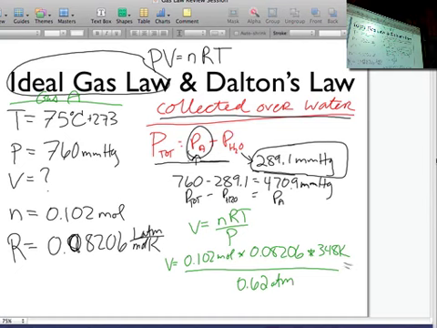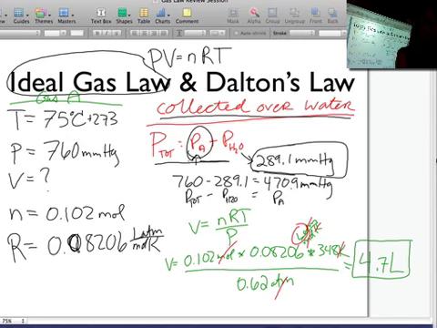Alright, let me do the math here. 0.102 times 0.08206 times 348 divided by 0.62. I get a volume of 4.7 liters. Now why is it liters and not milliliters? Volume is in liters because of cancellation. Because in PV equals nRT, everything cancels. Moles, moles, Kelvin, Kelvin, atmospheres, atmospheres, leaving liters, because R is in terms of liters, atmospheres, moles, Kelvin.